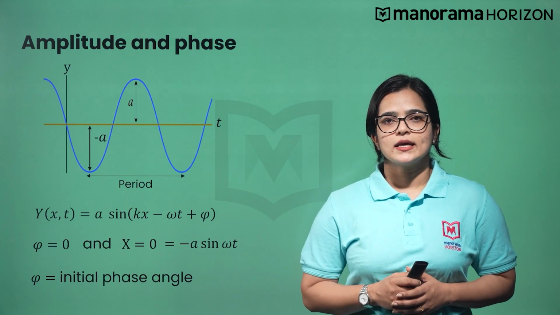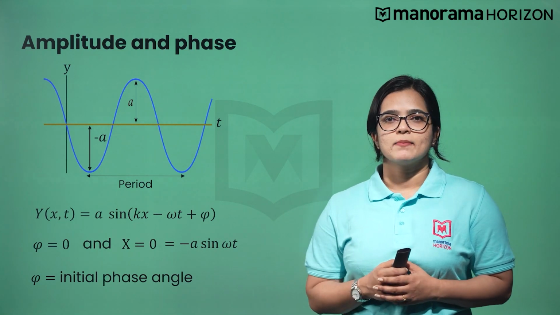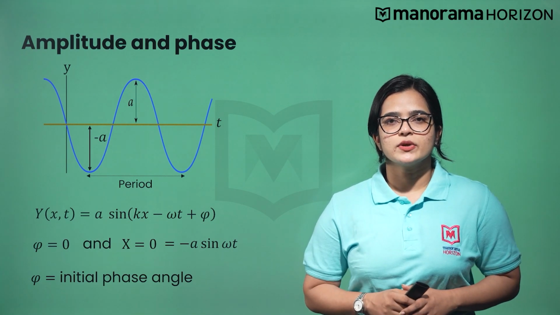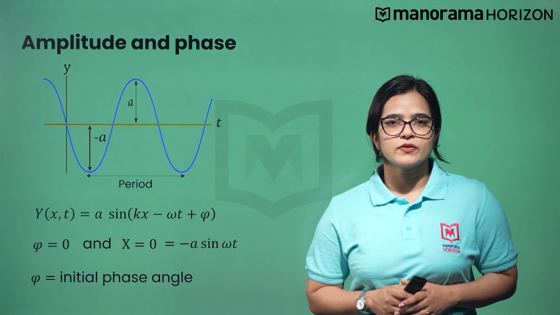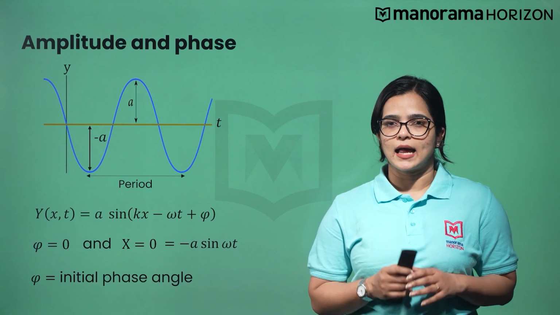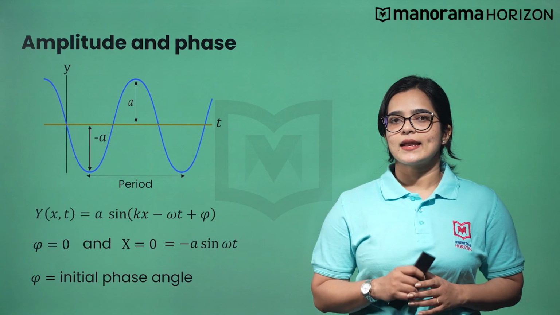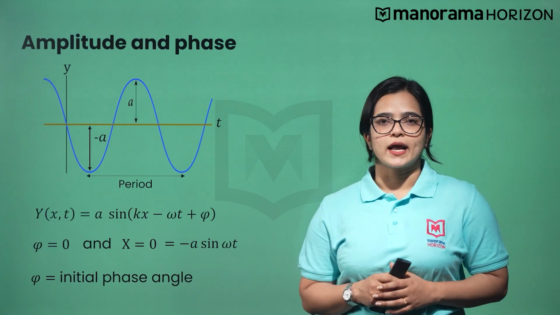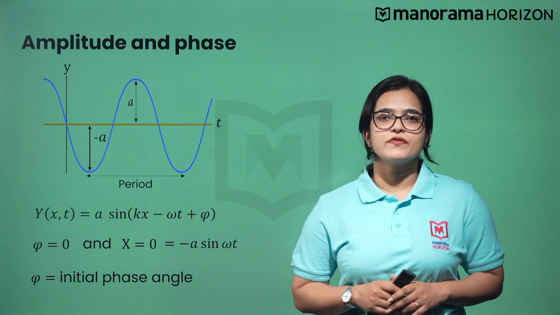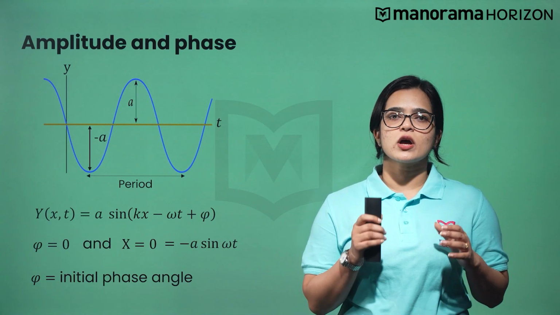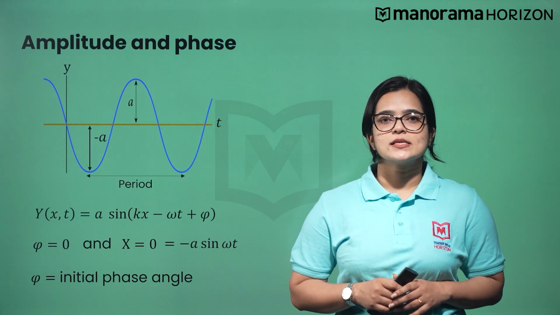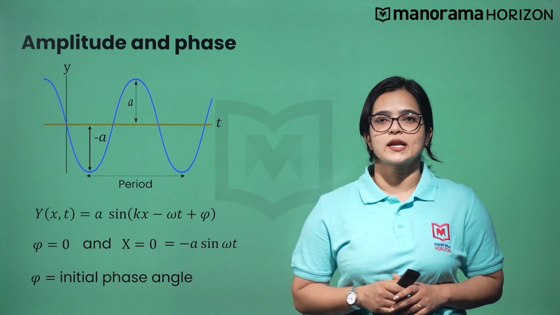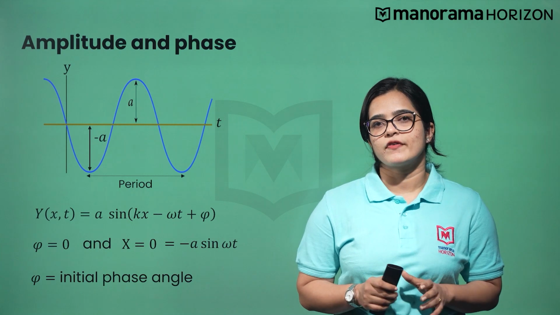The argument kx minus omega t plus phi is called the phase of the wave. For a given amplitude, the phase determines the displacement of the wave at any position and any instant. Clearly, at x equal to 0 and t equal to 0, the phase is phi. Hence, phi is called the initial phase angle. By suitable choice of origin and initial time, this can be 0. So, we can drop phi from the equation without loss of generality, which means it does not affect the equation in general.